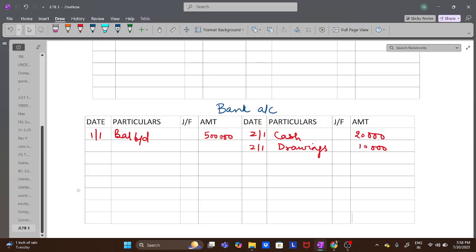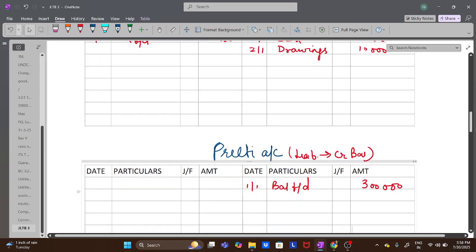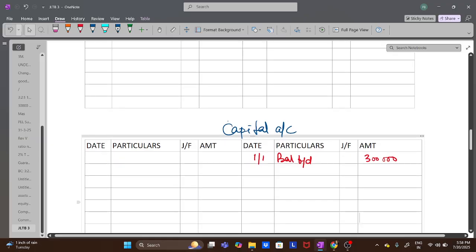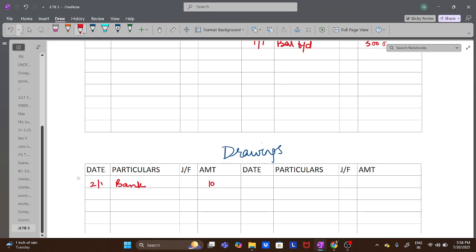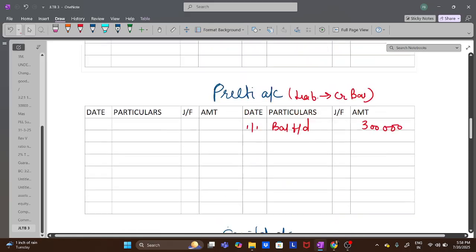Let's move down. Let's come to bank. Drawings ledger. In drawings ledger on debit side, date is 2/1. Reason is bank. Drawings is increasing. Amount is 10,000. Let's move ahead.